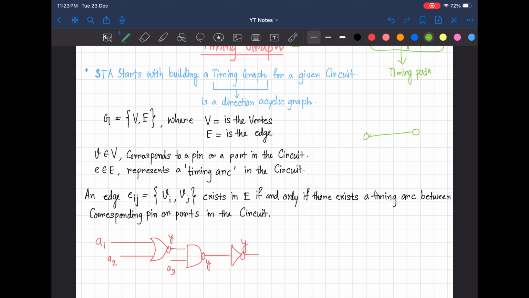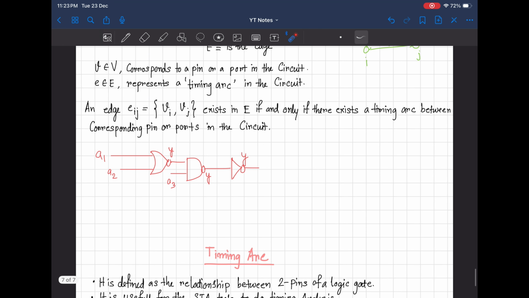Two cells are represented, and between them there is an edge. There is a connection, so obviously there will be an edge. Suppose this is cell I and this is cell J. So the edge can be called eij. That's why I said eij is a representation between two vertices.